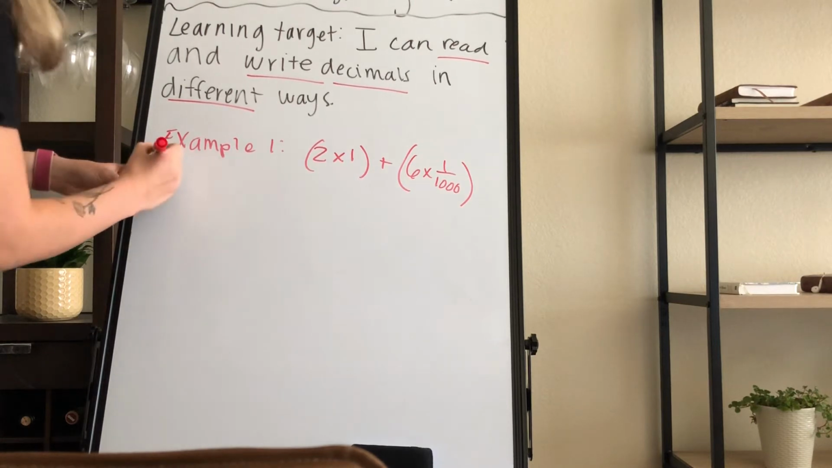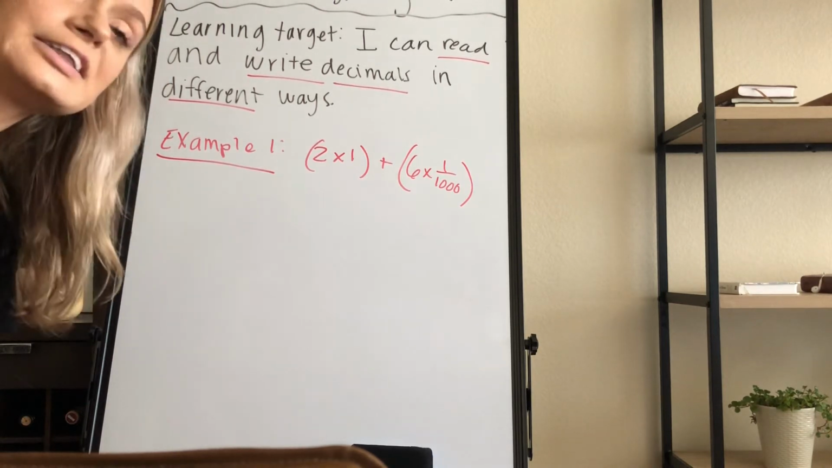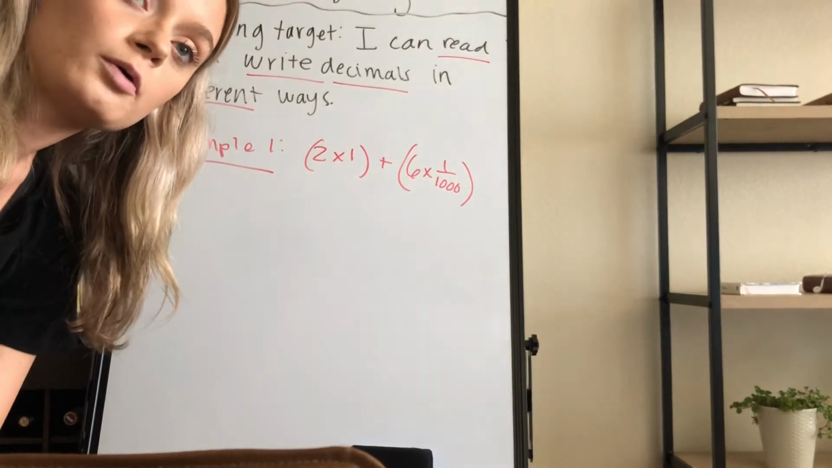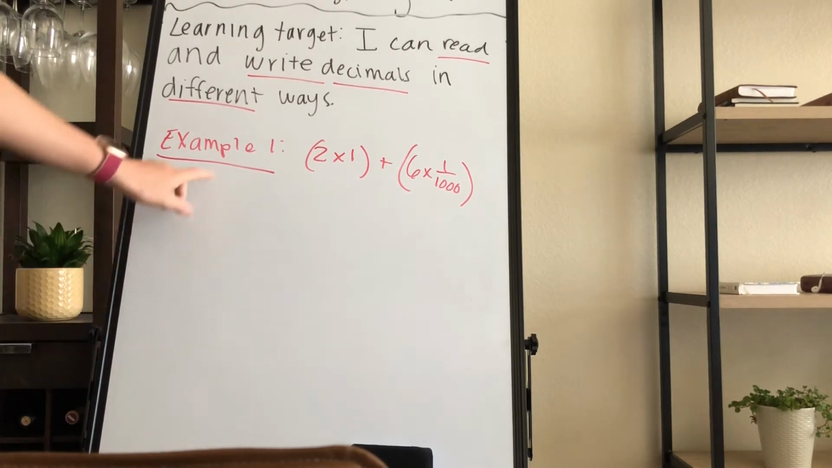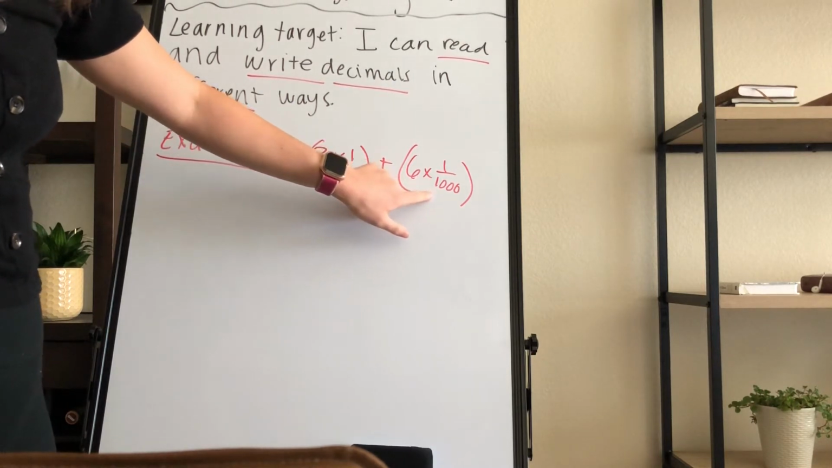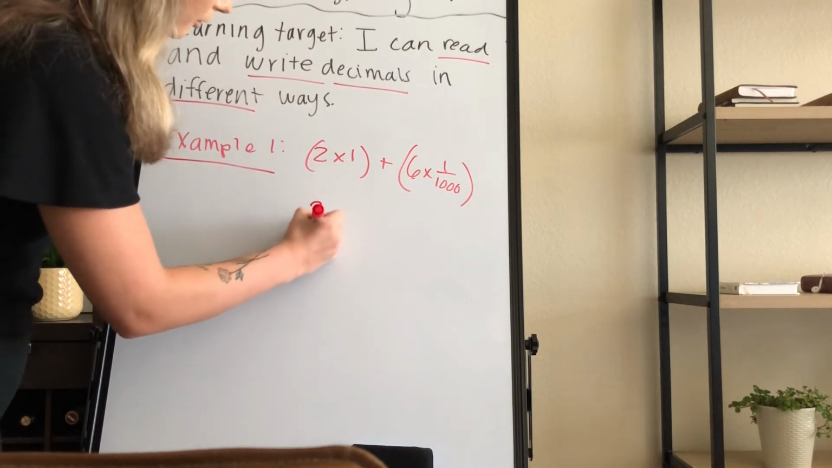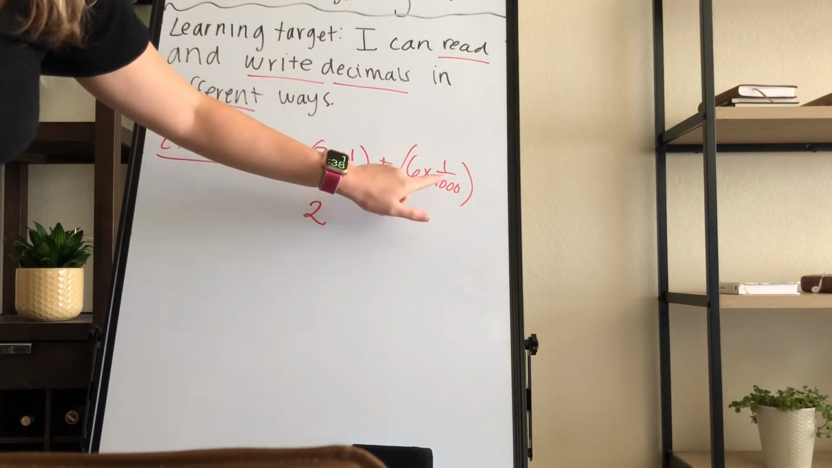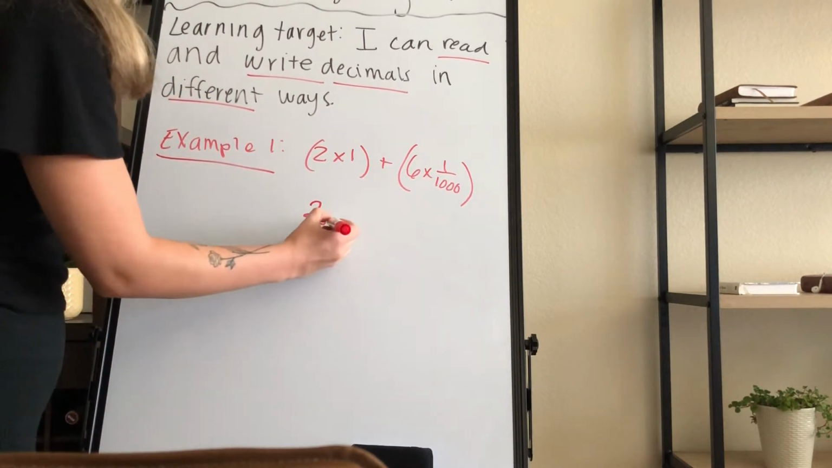So our example number 1. This example is in expanded form. So if you remember how we did expanded form, we did that with whole numbers before. We never did it with decimals. So for our whole numbers, example 1 says 2 times 1 plus 6 times 1/1,000. We know 2 times 1 is just 2, and then anytime we multiply by something 1 over a denominator of 10 or larger, you know that is going to be a decimal.